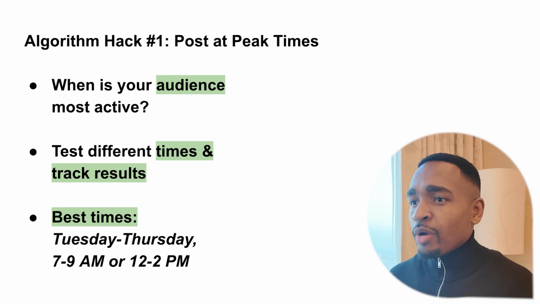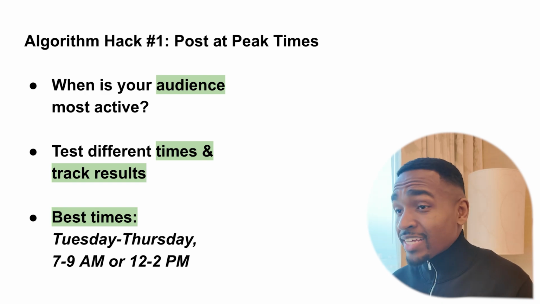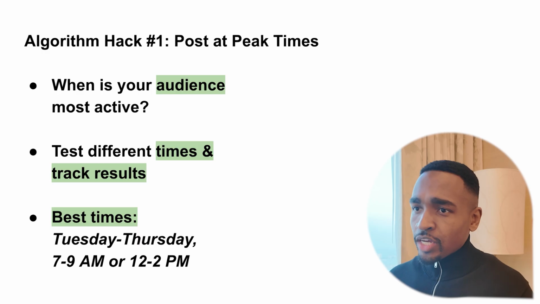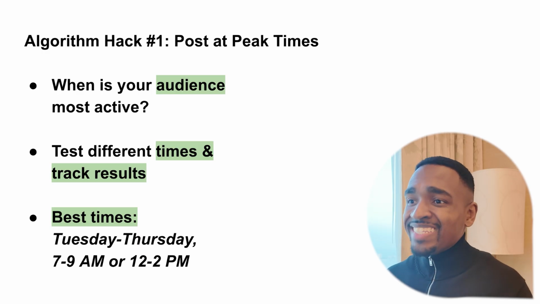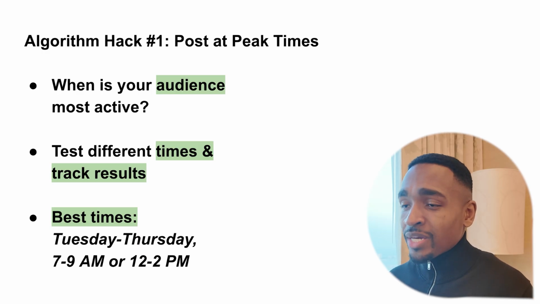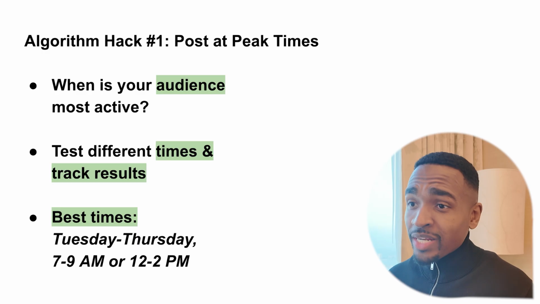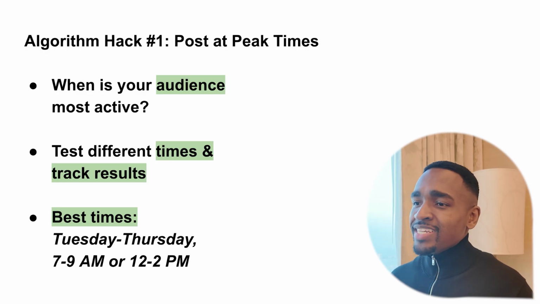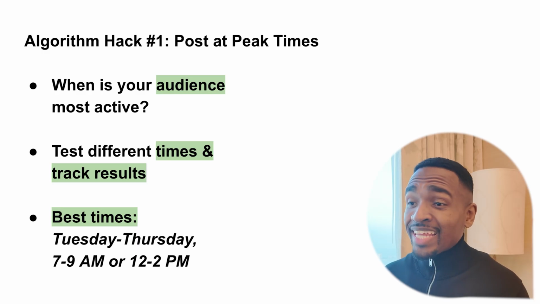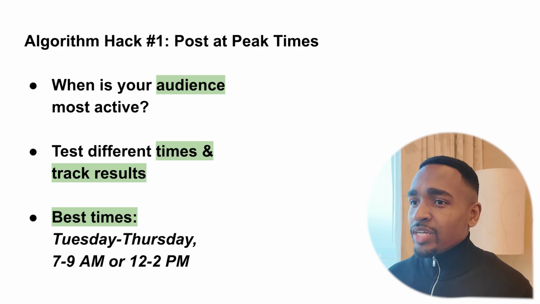But don't just take my word for it. What you need to do is ultimately test, right? Test different times, track your results, look at your post analytics and see when you get the most engagement, and then really double down on those times. Because when you post at peak times, you maximize your chances of getting strong engagement in that first 60 minutes, which then triggers the algorithm to expand your reach even more.